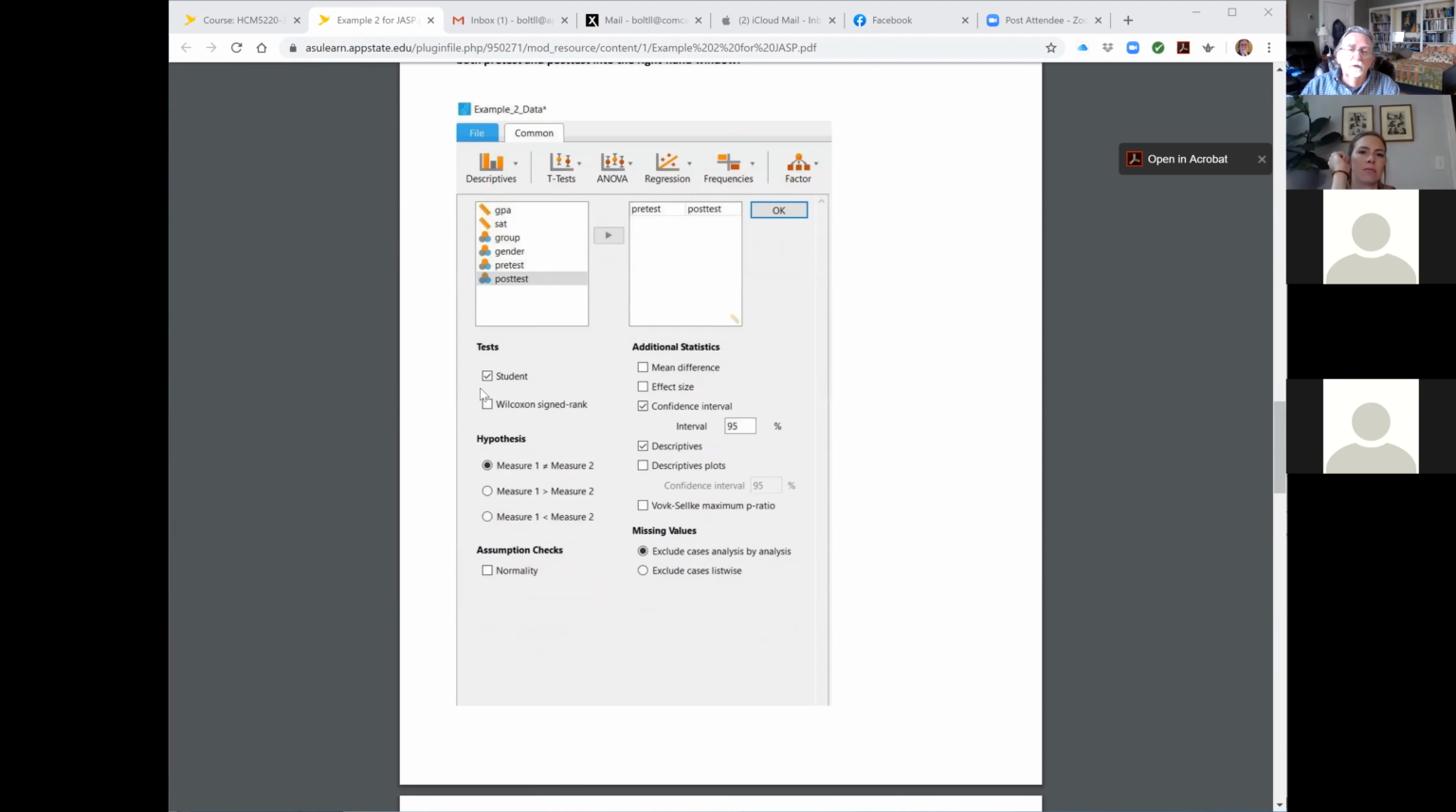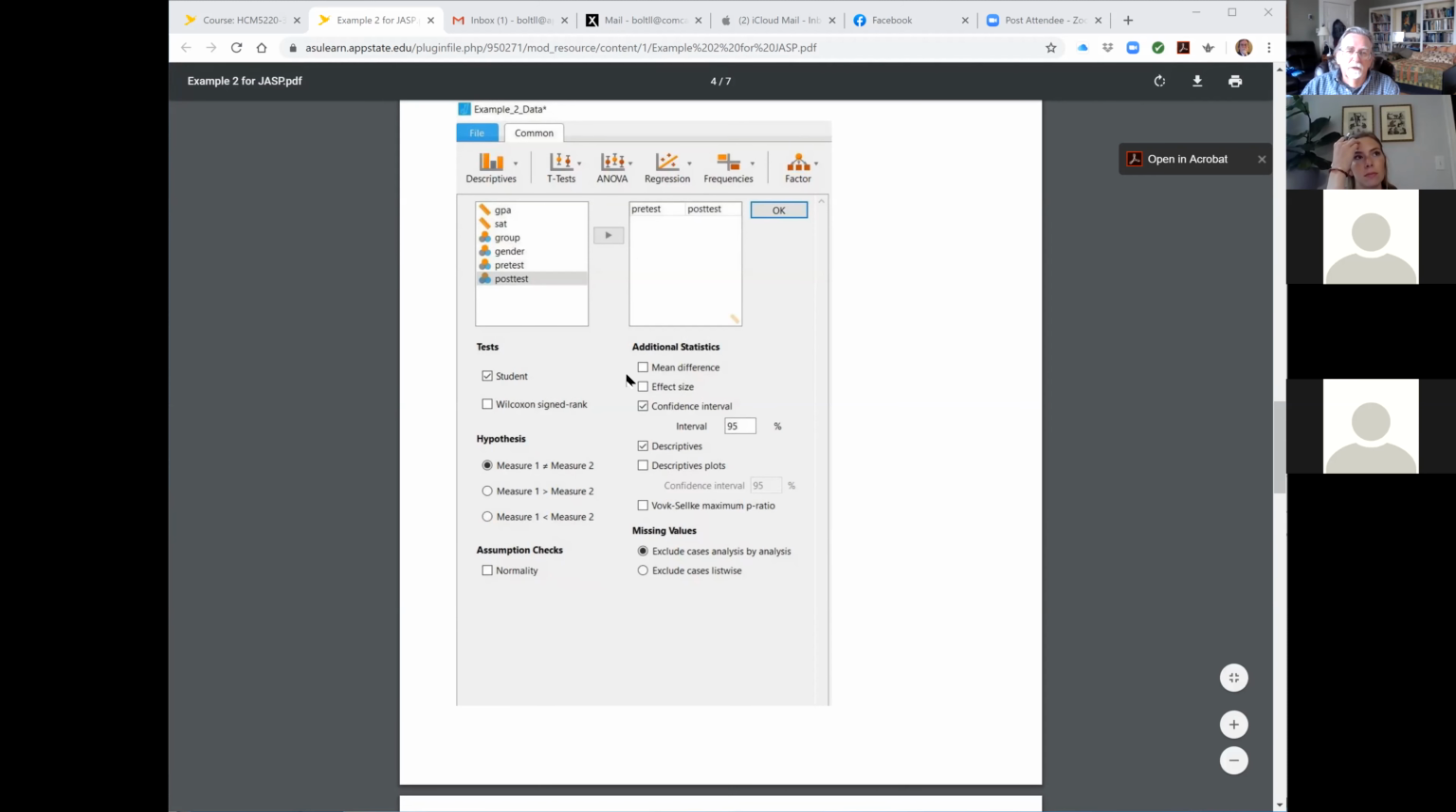Once again, it is students. We could have checked mean difference and effect size, but we didn't. Descriptives are in there. And once again, this is a two-tailed test and not a one-tailed test.